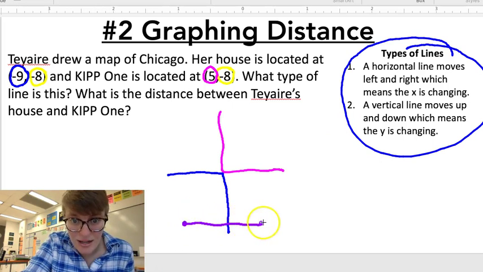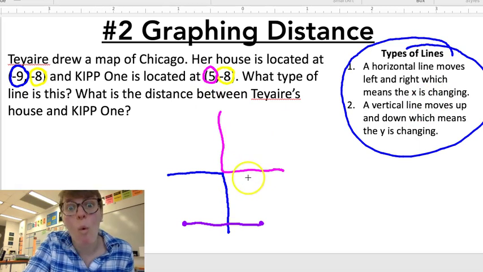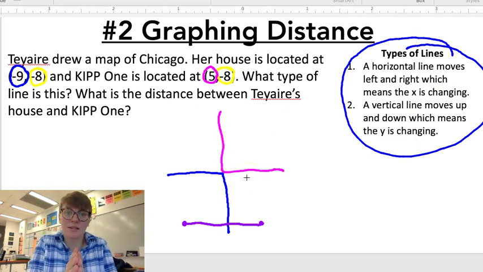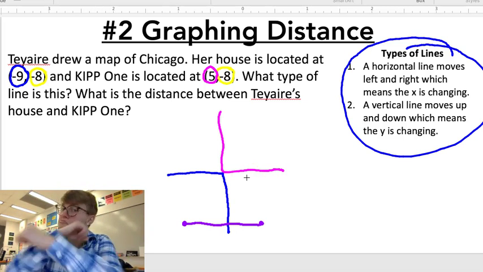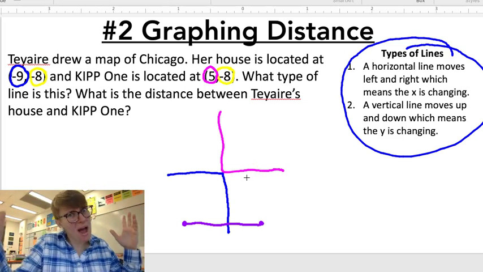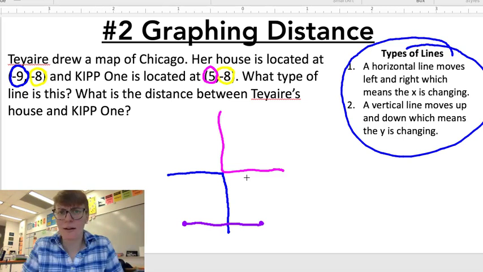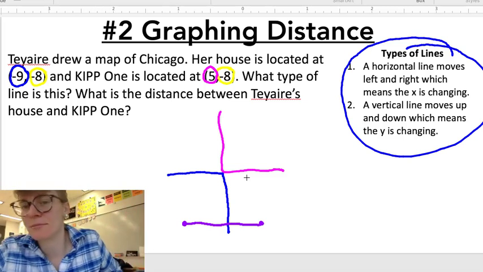It's moving left or right. That should make sense because it's going from -9 to +5, and it's staying at -8. If this line was going up and down, that means that our y would be changing. So horizontal, x, vertical, y. Horizontal, x, vertical, y.